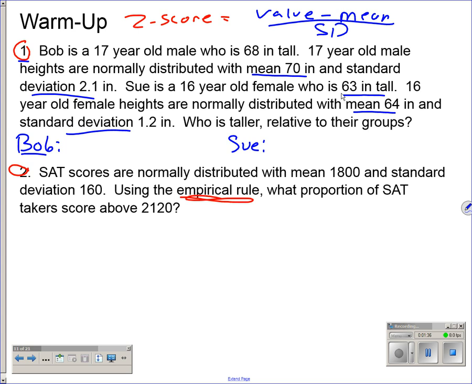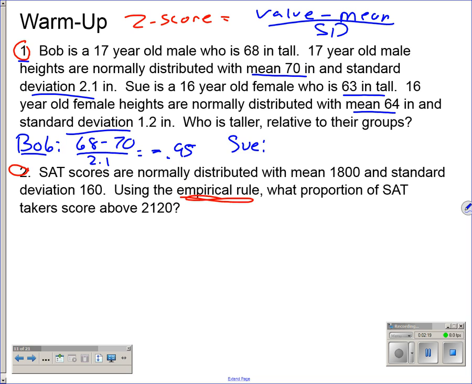Okay. How do I set up Bob's z-score? Who's got that set up for me? 68 minus 70. So right off the bat, we know that Bob is 2 inches below the mean. So what do I know the z-score is going to be? Negative, right? Now, that's all negative means with z-score. You're going to see that on your homework tonight. All that means is that you're below the mean. Okay. All right. Divided by what? 2.1. What's that end up being? 0.95. So negative 0.95. So that's 0.95 standard deviation below the mean.